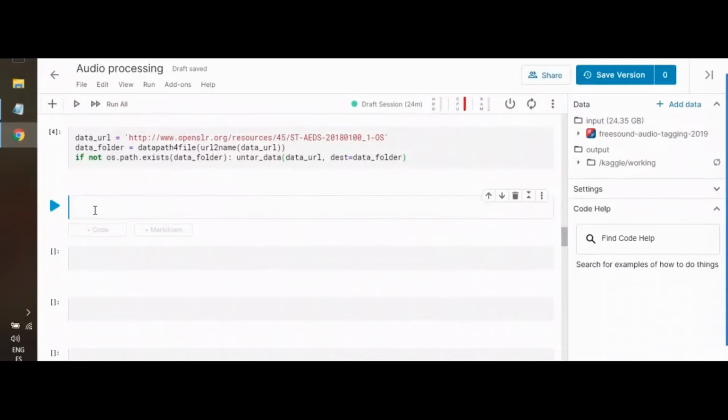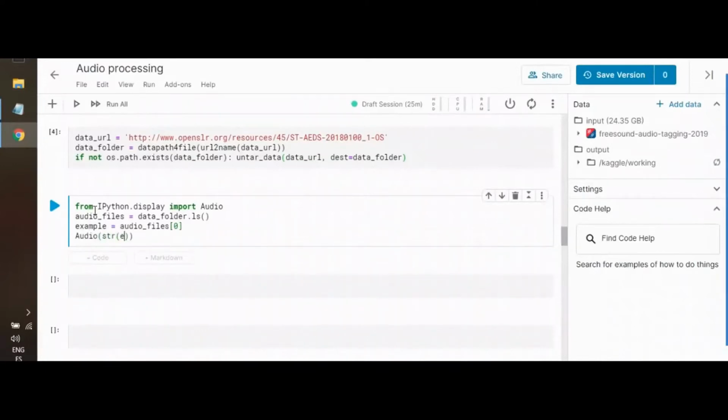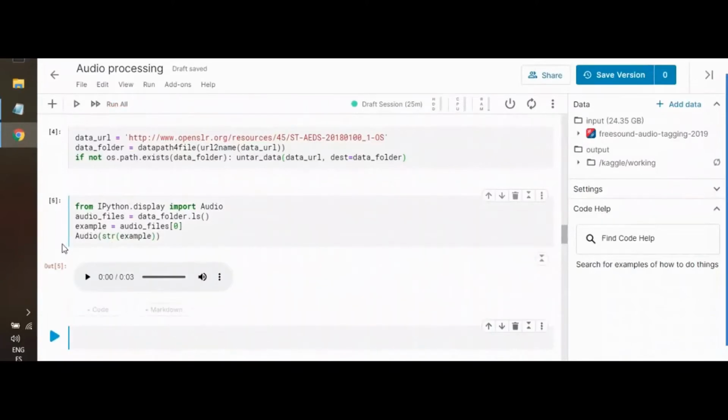Let's load an example. And in the notebook, we are going to have this player. We can play it. We can mute this if we want.